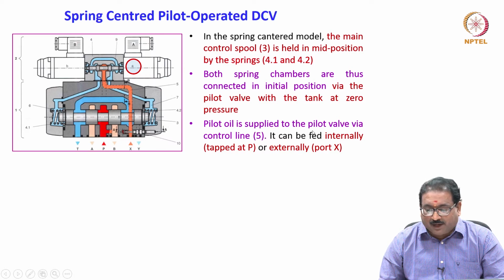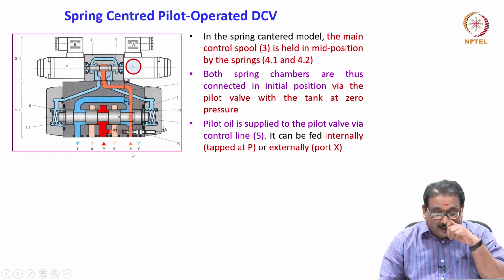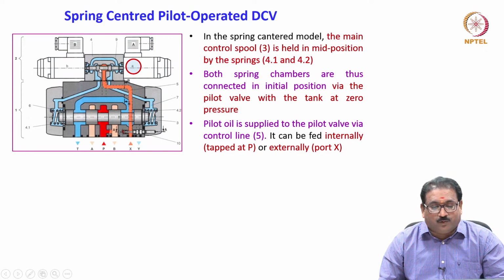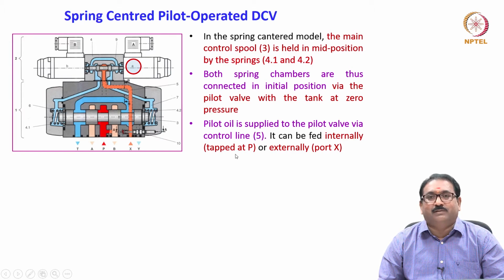Pilot oil is supplied to the pilot valve. This is the pilot valve. How is it supplied? Oil is supplied through this. You will see here one port is there. This pilot oil is supplied to this valve to move left or right through this. That is why it is called X. You will see here, friends, X is the pilot signal that will go to move the pilot valve. Then based on this it is moving. It can be fed internally tapped through the P port, or as I am showing you here, externally tapped X.